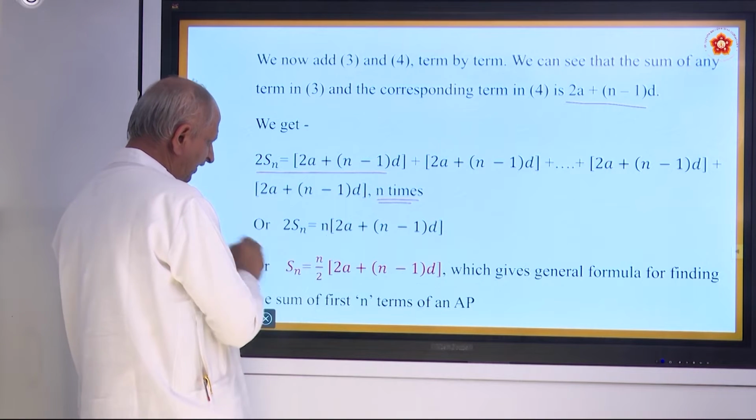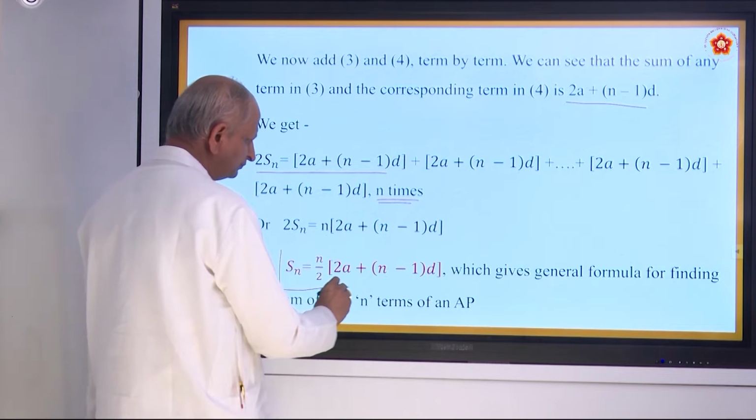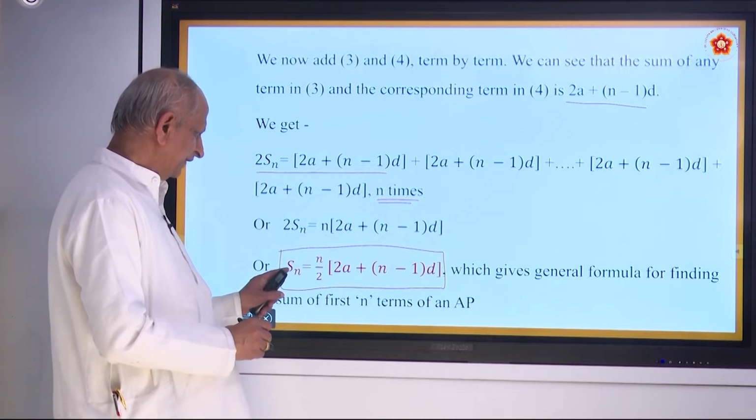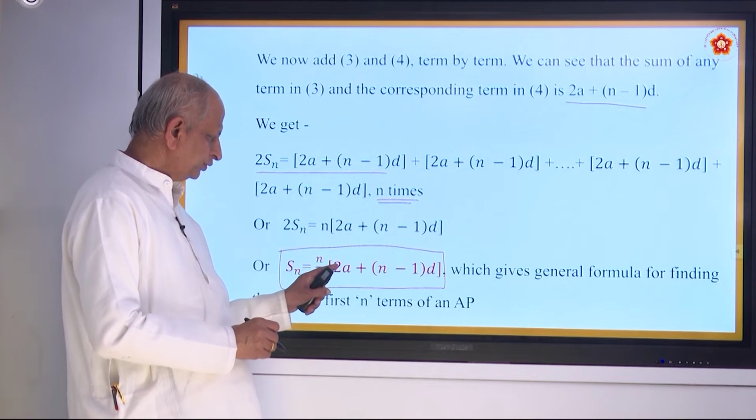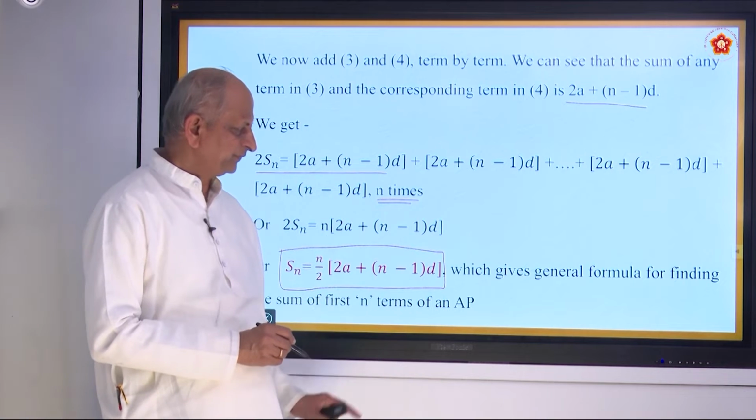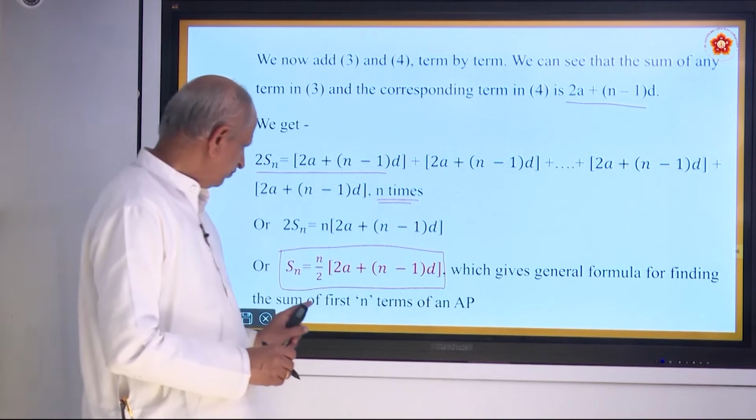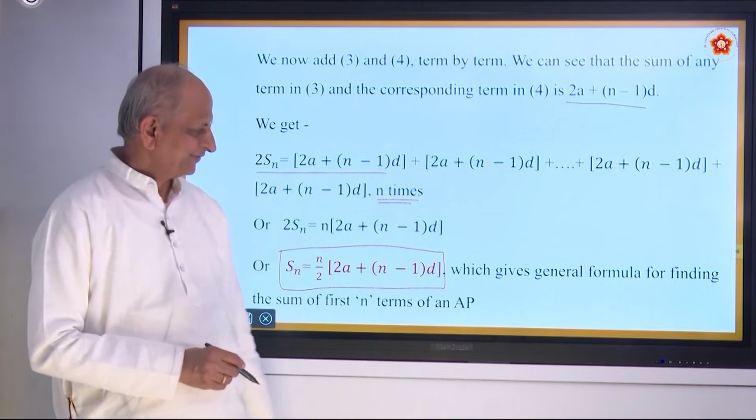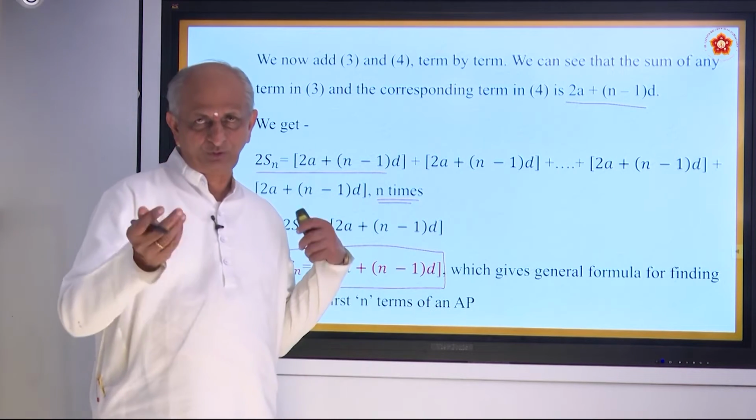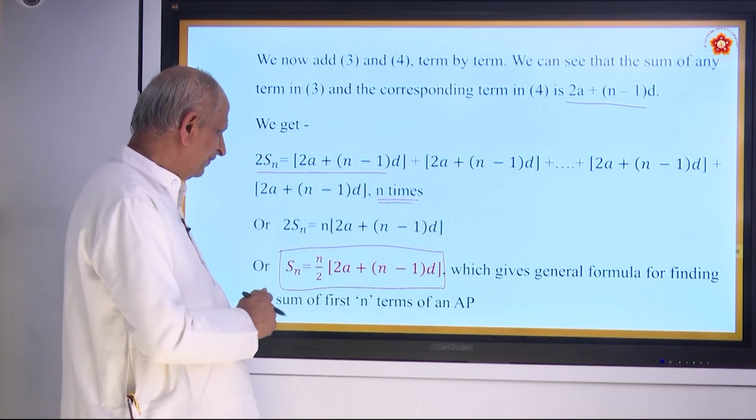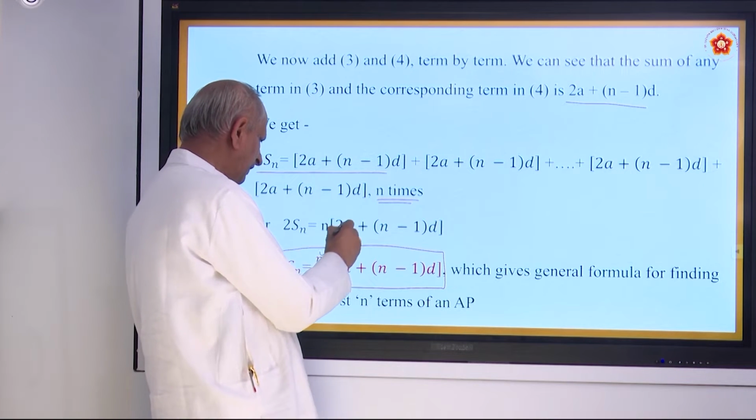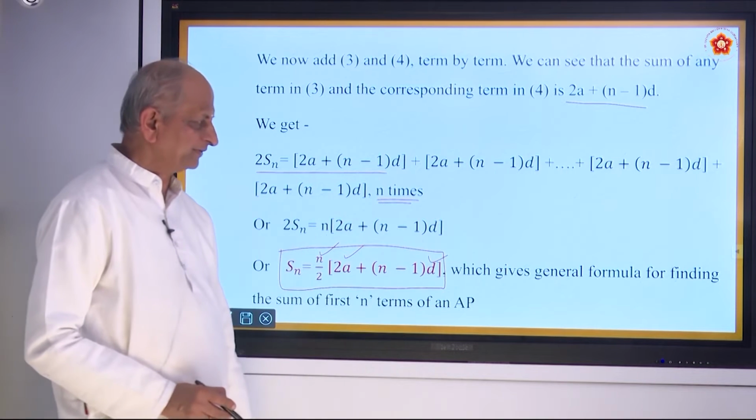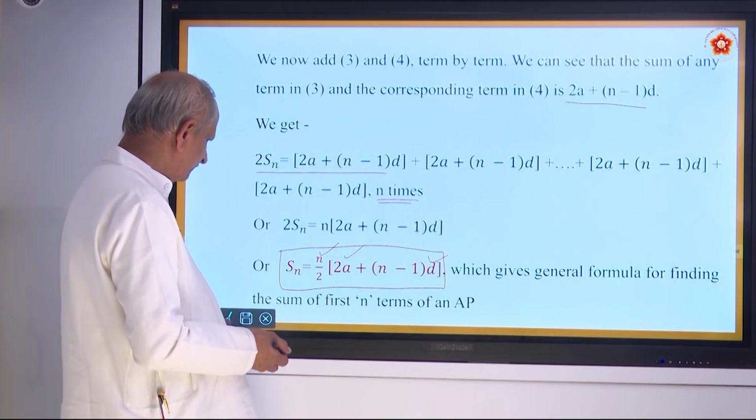And if you want to find Sn, a very important formula, you must remember it at least 10 times: Sn is equal to n by 2 into 2a plus n minus 1 into d. This is the general formula for finding the sum of the first n terms of an AP. You may say, sir, it is so long, make it smaller. It is possible. Here n is the number of terms, a is the first term, and d is the common difference. So let us make it a little smaller for convenience.